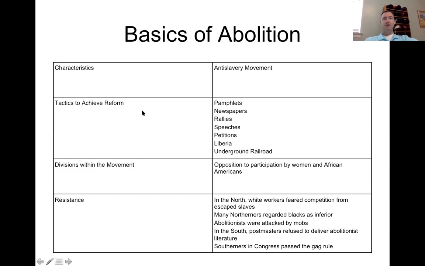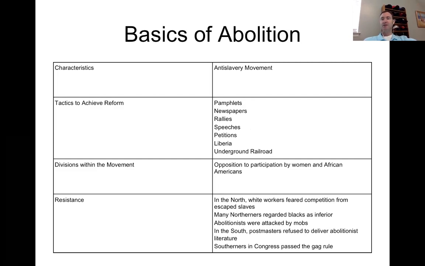Okay, so tactics for abolition, you don't have to write all this down, but maybe at least take a mental note. You've got, in some cases, writings, pamphlets, newspapers, rallies, people meeting, speeches, petitions. Liberia was actually a colony, if you didn't know this, that was created, and it is in Western Africa.